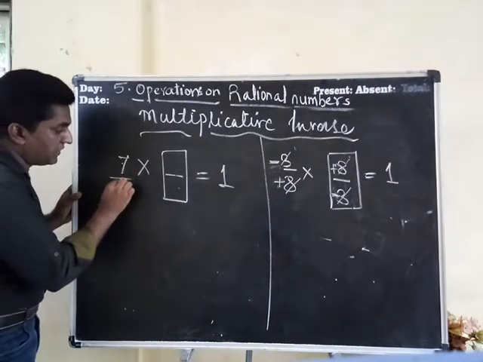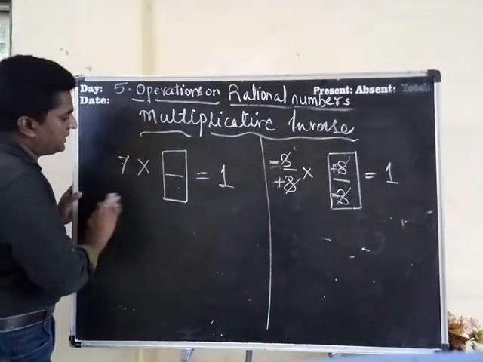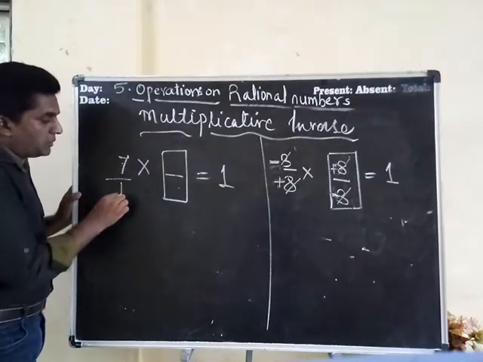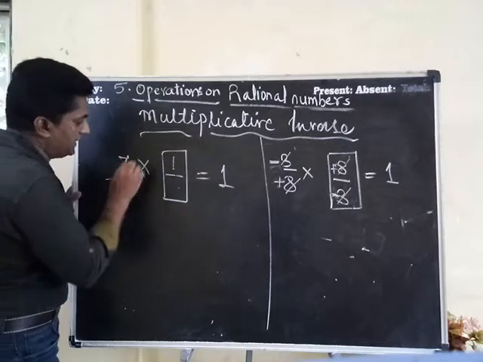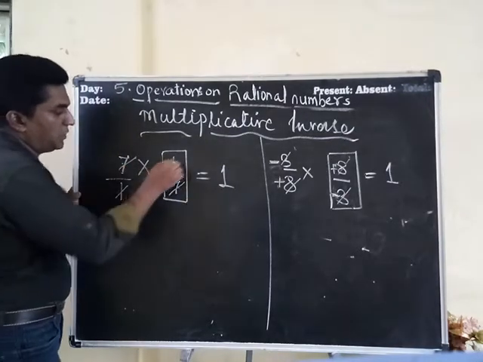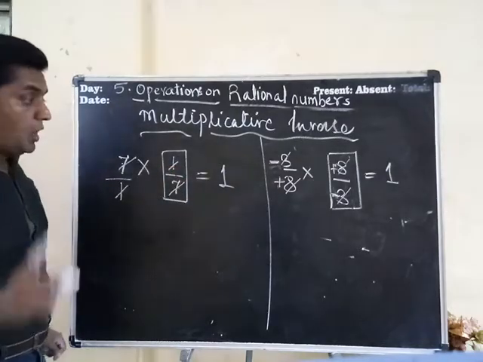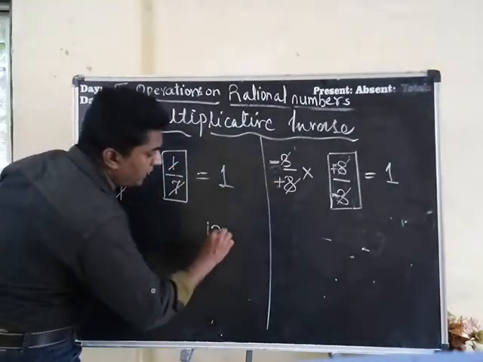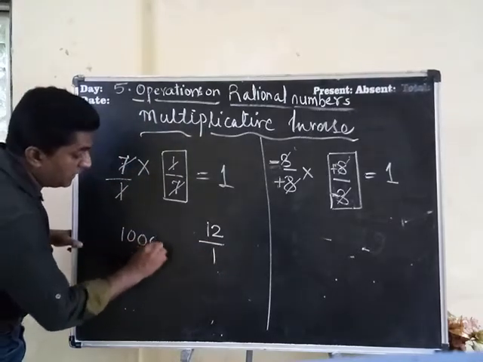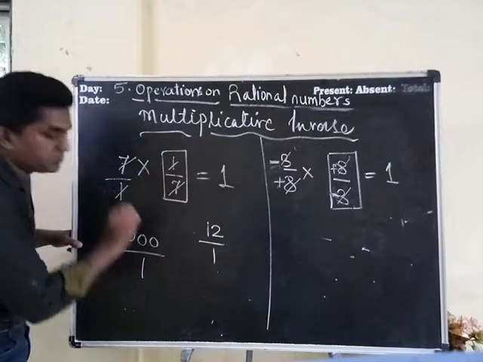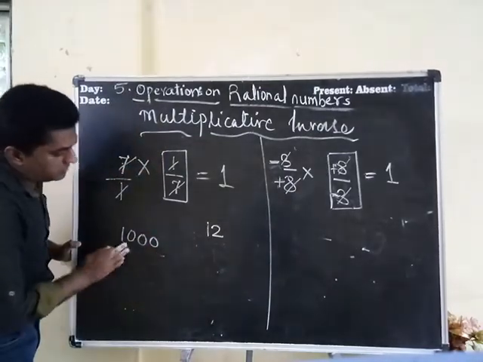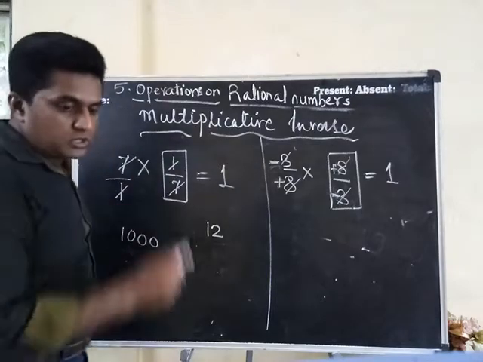Here 7 means 7 upon 1. When any number is written and under it nothing is there, it means exactly 1 is there. 7 upon 1 multiplied by this, carry the 1 here and the 7 here. So what will happen? The 7s are gone, answer is 1. Got it everybody? Always remember, when you write 12, it is 12 upon 1. If you write 1000, it is 1000 upon 1. But normally in maths, we do not show upon 1, we just write it like this. Right everybody? So this is your answer.